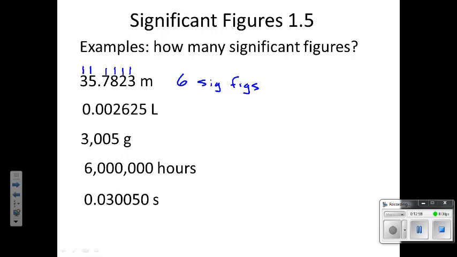This one here, we know that zeros in front of a decimal number, right? Those I can discount, and it's 2, 6, 2, 5. So 4 sig figs, right? Zeros in front of a decimal number are insignificant. Of course, zeros in front of any number are going to be insignificant. Here we have 2 zeros in here, but this is a tricky one, right? Because the zeros are between the 3 and the 5. So all of these numbers are significant, 4 significant figures.